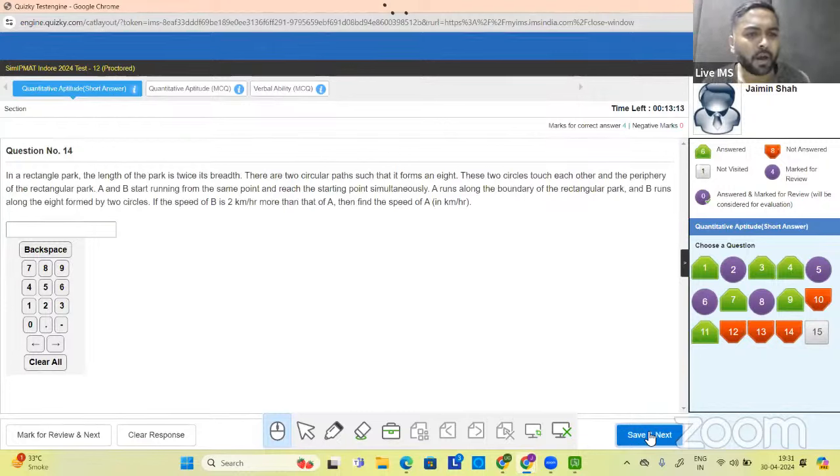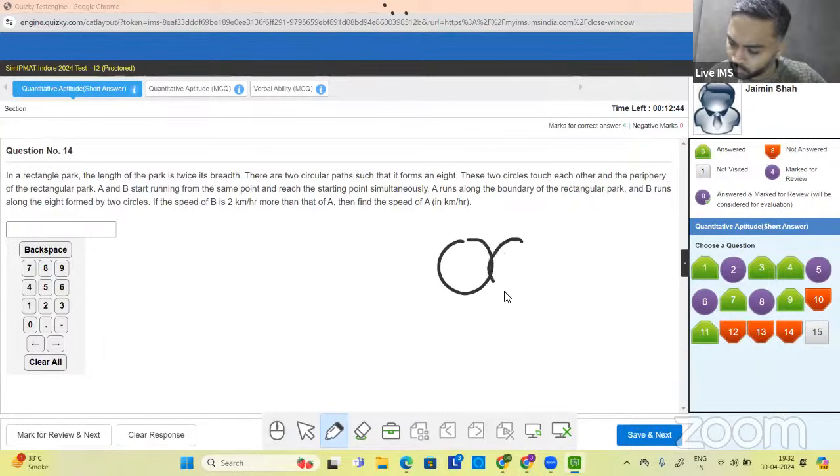In a rectangular park, the length is twice the breadth. Okay, there are two circular paths such that it forms an eight. These two circles touch each other and the periphery of a rectangular park. So, okay. So there are two circles, and this is how it is.